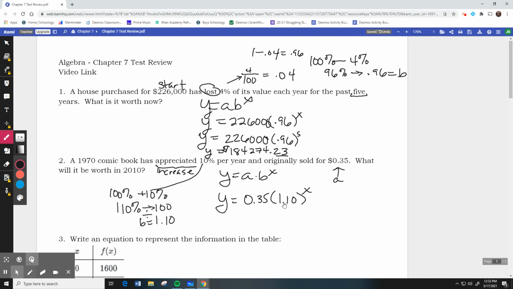If now I want to know how much it's worth in 2010, it started in 1970 at the 35 cents. From 1970 to 2010, that's 40 years. So then I'm going to have y equals 35 times 1.10 to the 40th power. And then you could plug that into your calculator and you get $15.84.